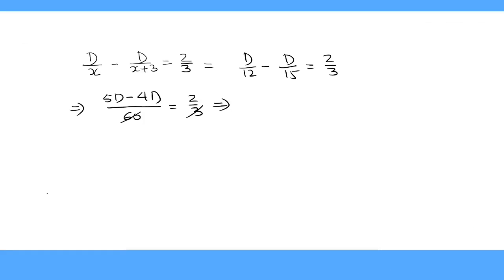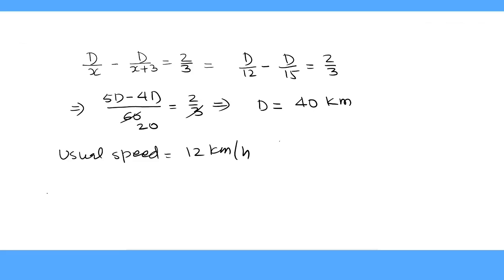So this gives us 5d minus 4d over 60 equal to 2 upon 3. We cancel 60 by 3 for 20 times, and this gives us 5d minus 4d, which is d, equal to 20 times 2, which is 40. So d is 40 kilometer. So our answer: usual speed equal to 12 kilometer per hour and distance equal to 40 kilometer. So this was a very easy question. We have taken d constant and subtracted the speeds and reached the answer fast.